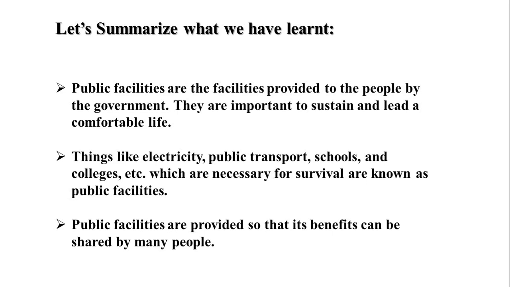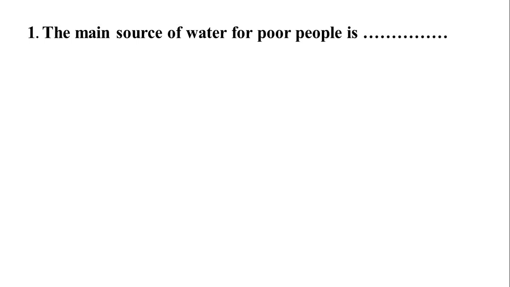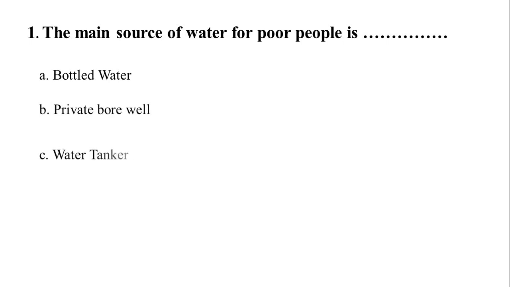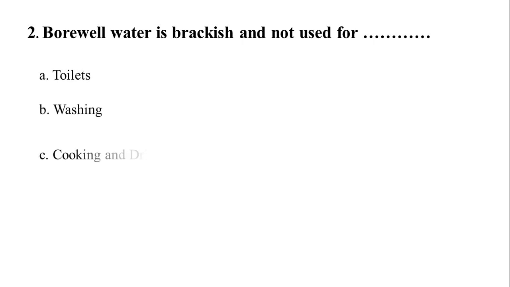Here are some questions for you. Your question number 1 is, the main source of water for poor people is dash, and the options are A. Bottled water, B. Private borewell, C. Water tanker, or D. Municipal water. And the correct answer is D. Municipal water. Your second question is, borewell water is brackish and not used for dash, and the options are A. Toilets, B. Washing, C. Cooking and drinking purpose, or D. Gardening. And the correct answer is C.